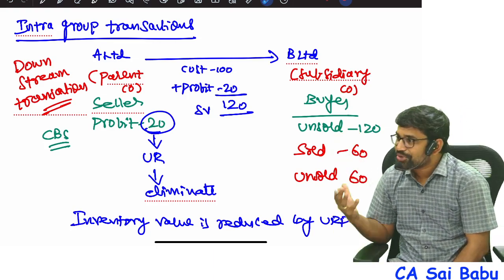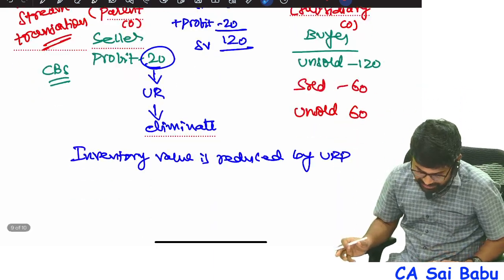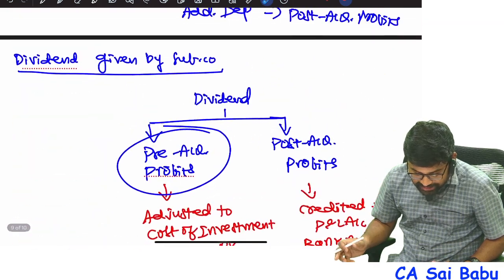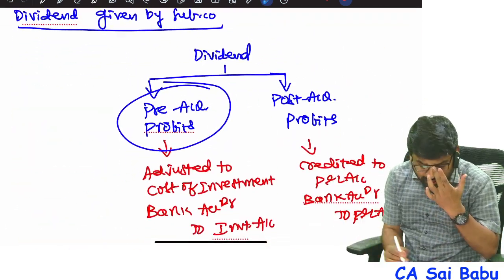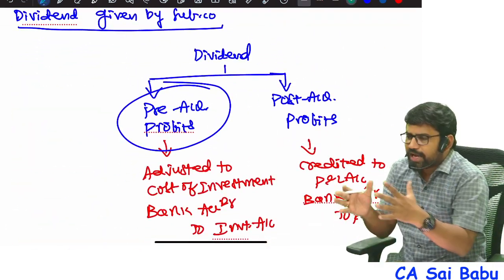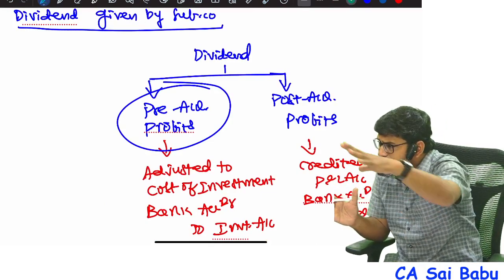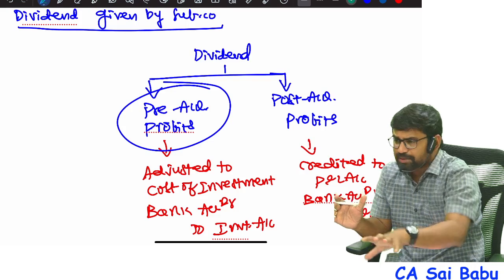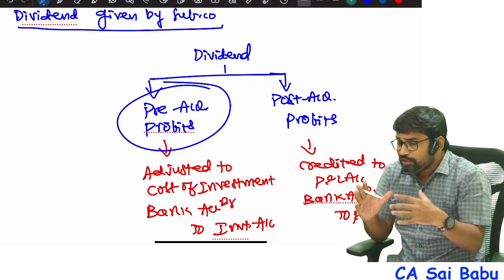Sir, you understood? This is the concept, sir. Now, sir, one more interesting point I will tell you, sir. Dividend, I forgot to tell one point, sir. Tell me, I told you, when subsidiary company gives the dividend, I told you we need to see the source.